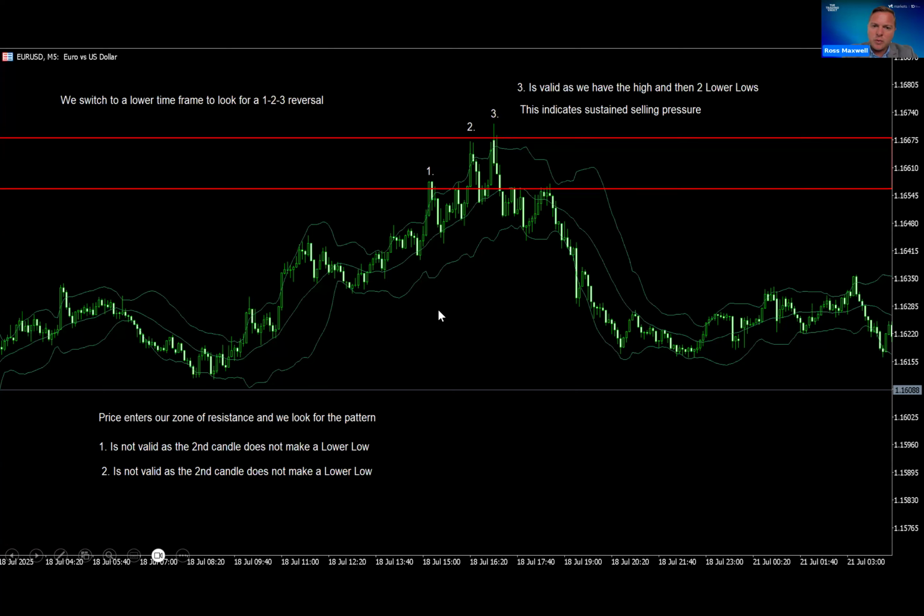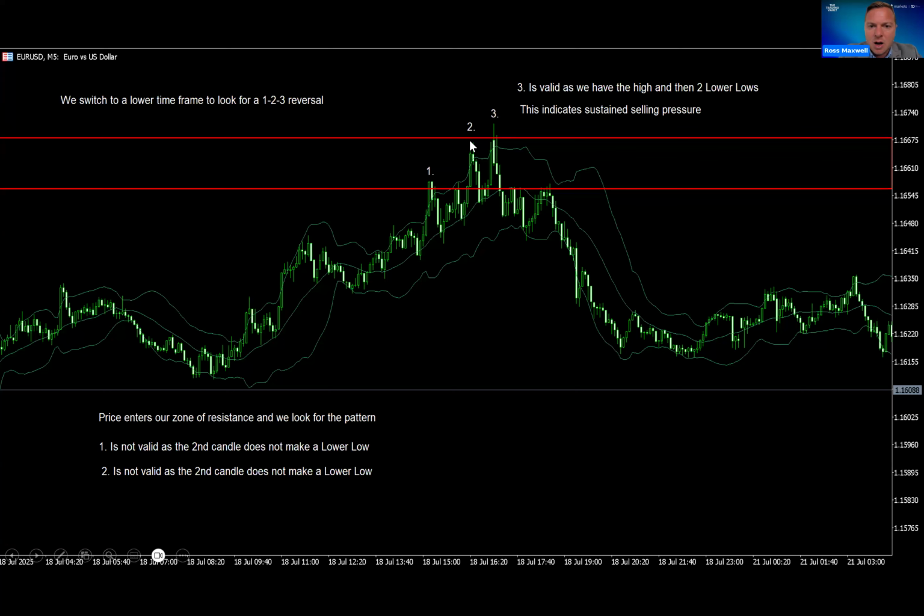The reason being, if you see here, price makes its high. This second candle here doesn't make a low. Can you see it doesn't break that low? So even though the next candle does, you don't get that 1, 2, 3. You don't get the second candle making its lower low. So as soon as you see that, the signal becomes completely invalid. You can't trade. You've got to wait again.